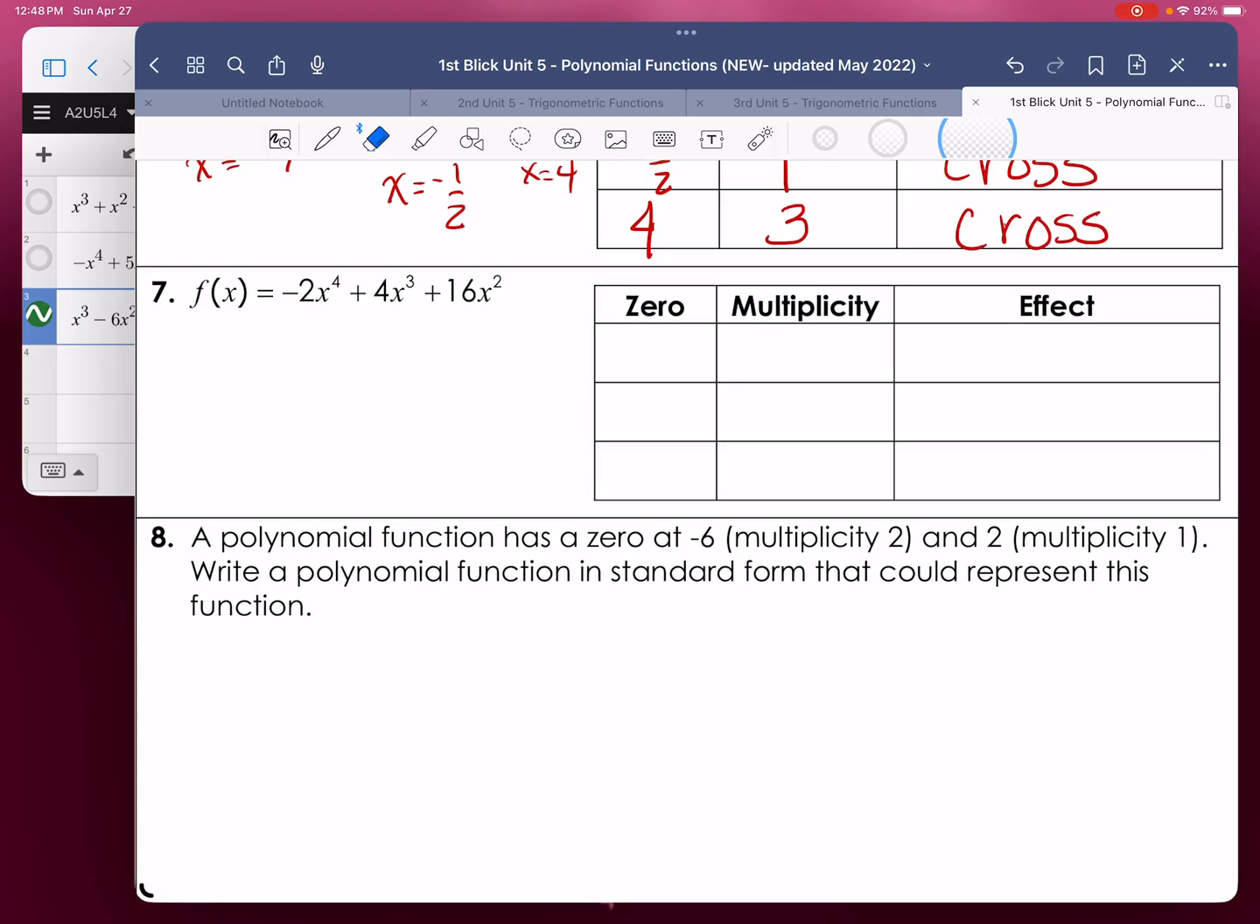Okay, now let's look at number 7. Now this one is not factored yet, so first we've got to factor it. And we're going to take out that greatest common factor of -2x squared. All right, when I factor out a -2x squared, this becomes positive x to the second. This plus sign becomes negative now, and then that's going to be a positive 8.